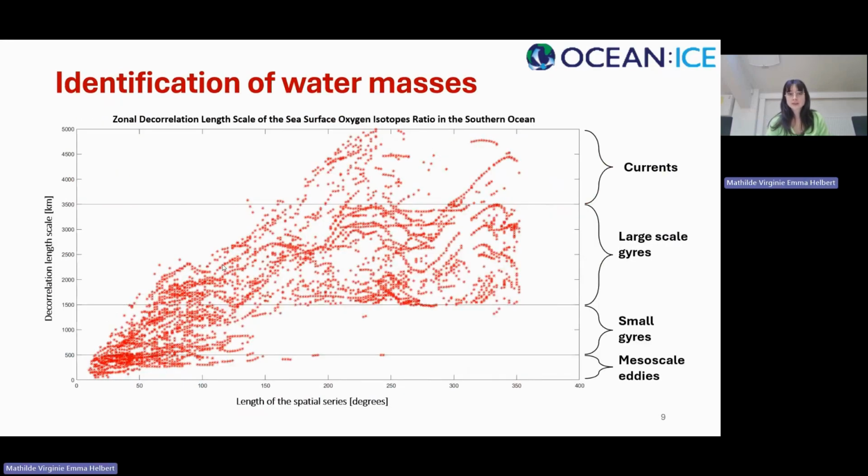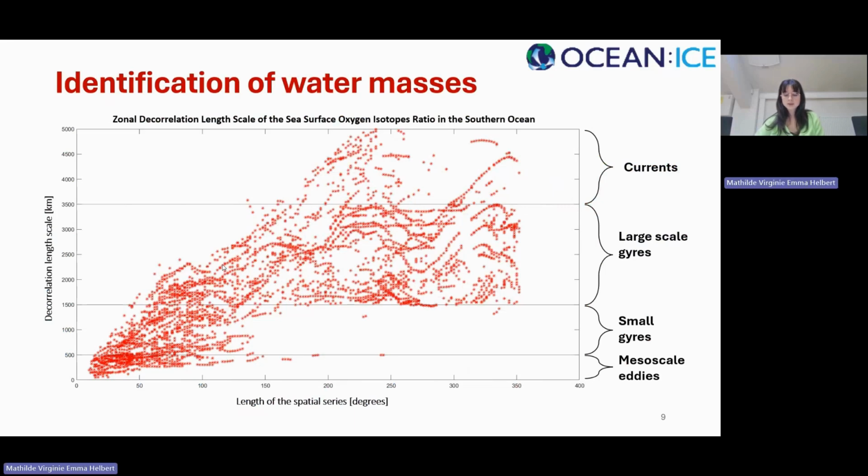We can also identify water masses on this figure. This figure shows the zonal decorrelation length scale of the sea surface oxygen isotope ratio in the Southern Ocean. Each point represents the decorrelation length scale at each grid cell of this 2 by 2 degrees matrix I've explained earlier, all over the Southern Ocean. As I've been explaining, we can identify different length scales depending on how wide the spatial series that we consider is. At small spatial series of a few degrees, as you can see at the very bottom of this figure, which would be a few hundreds of kilometers, the decorrelation length scales are about 250 kilometers.